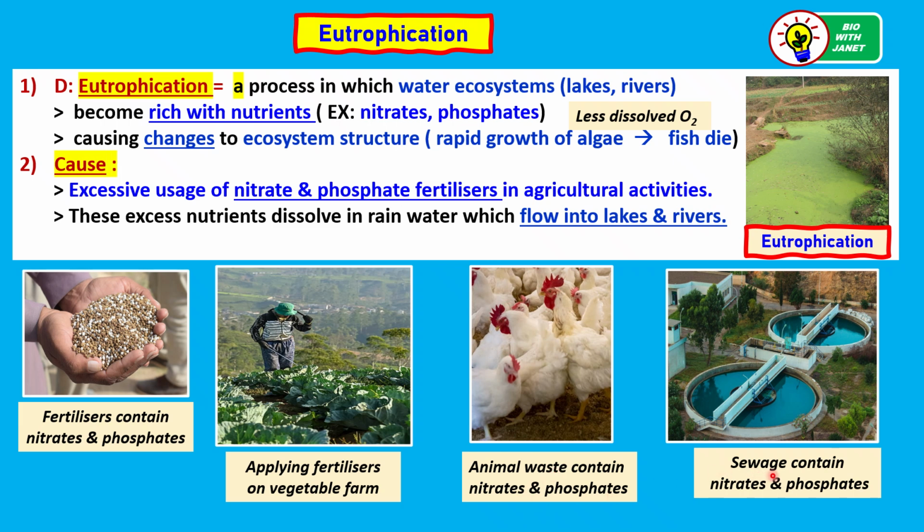So sewage. Sewage contains human feces and urine. They contain lots of nitrates and phosphates too. So if the sewage is not treated at an advanced level, the sewage water that is treated can still contain nitrates and phosphates that flow into the rivers and lakes. So let's discuss more about the sources of eutrophication.